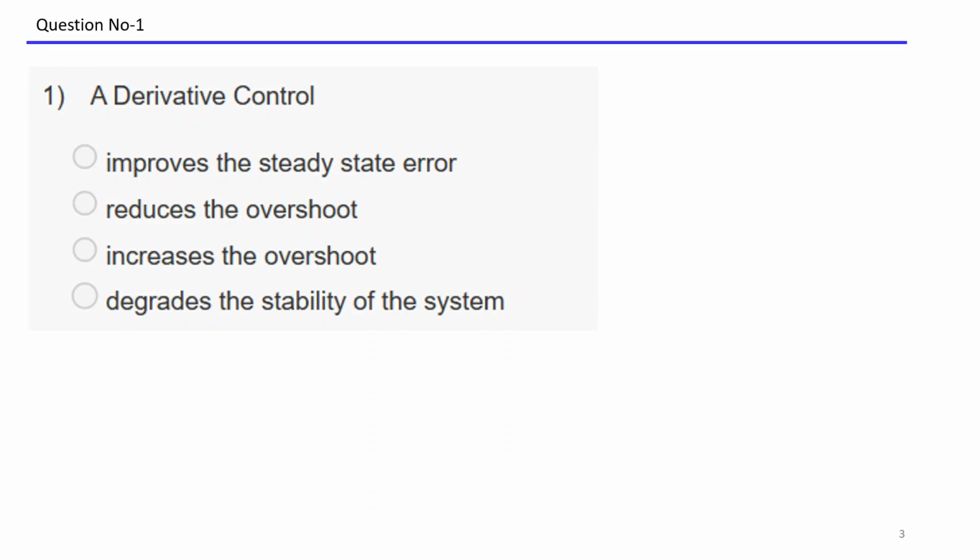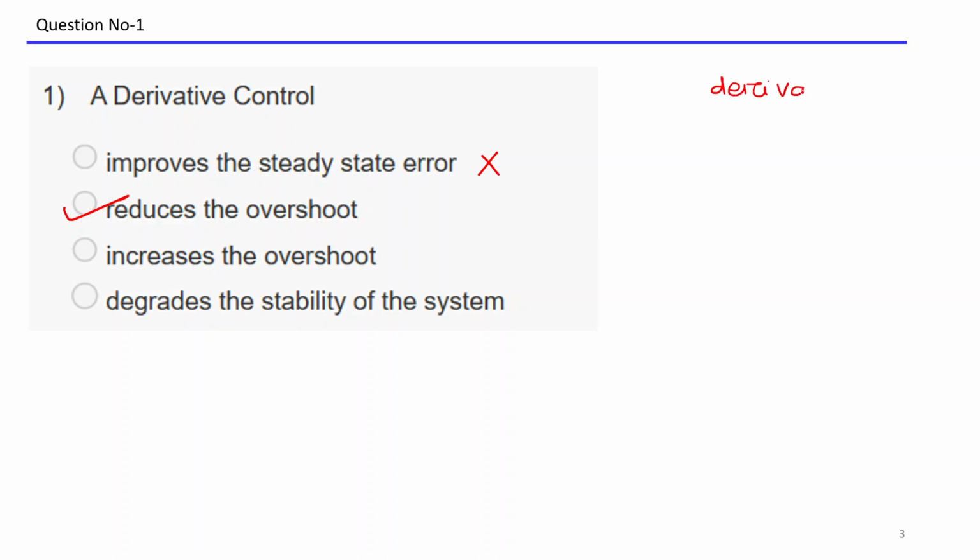It reduces overshoot. Yeah, you are right. Absolutely, it reduces the overshoot. Okay, so try to understand why the first option is not correct. The first option is not correct because it says that a derivative controller is there.